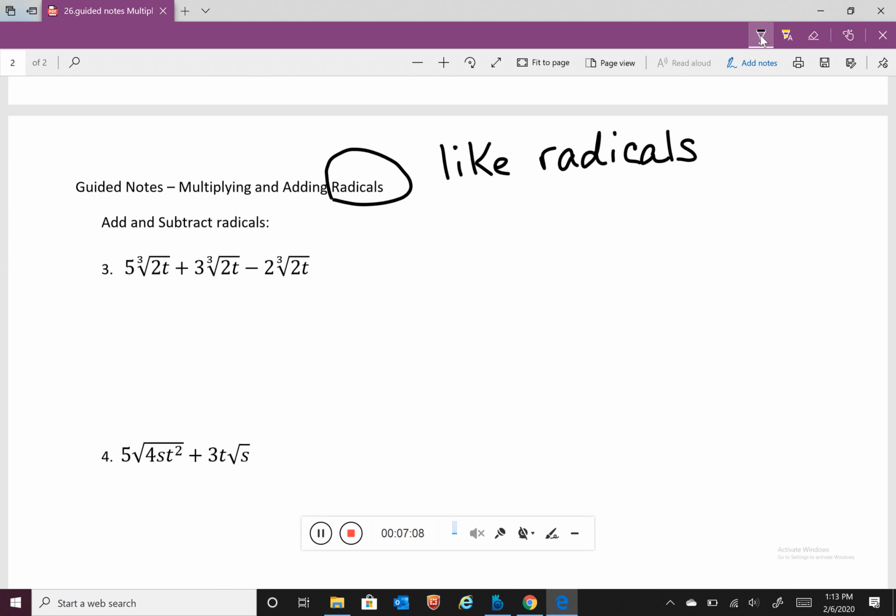So if we look at our first example, we have 5 times the cube root of 2t plus 3 times the cube root of 2t minus 2 times the cube root of 2t. Notice our radicals are all like each other. Therefore, we simply combine our coefficients.